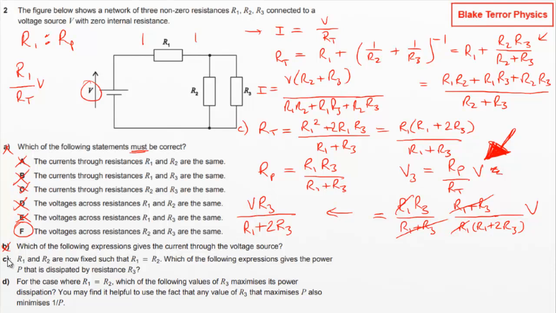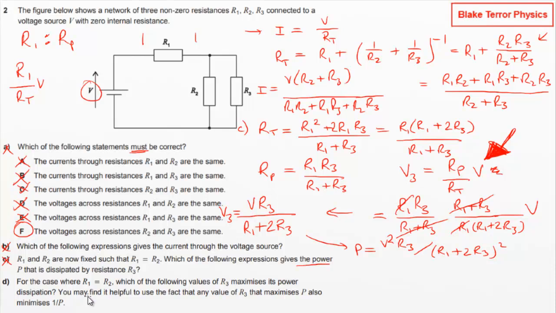Okay, so that's the end of part C. Oh no, it's not. Just looking at it, they want the power. I only got as far as writing down what the voltage is. So this is our PD across resistor 3, that's our V3. So we need the power, which is V squared over R. So we need to square this and then divide by R3. So we're going to have V squared R3, because the other R3 will cancel, divided by R1 plus 2R3 all squared. Kind of squeeze that in because I've still got to do part D, which I'll change colour for.